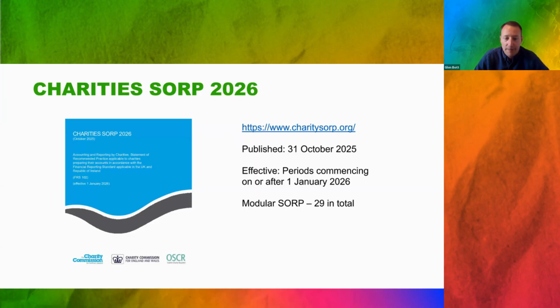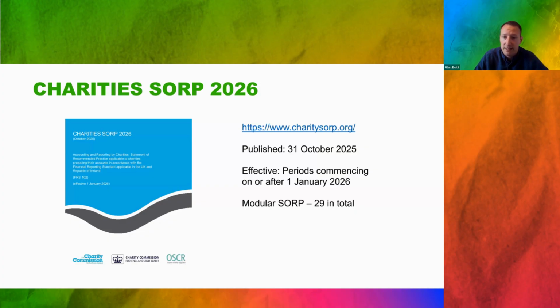The new Charity SORP was finally published on the 31st of October last year, and it will be effective for financial periods commencing on or after 1st of January 2026. So unless there are any short accounting periods that commence after the 1st of Jan 2026, the first completed financial statements that utilise the new SORP are likely to be for years ending 31st of December 2026. If you're a 31st of March year end, your financial period that commences on the 1st of April 2026 will be under the new SORP. So it will be your 31st of March 2027 accounts that must comply with the new SORP for the first time.